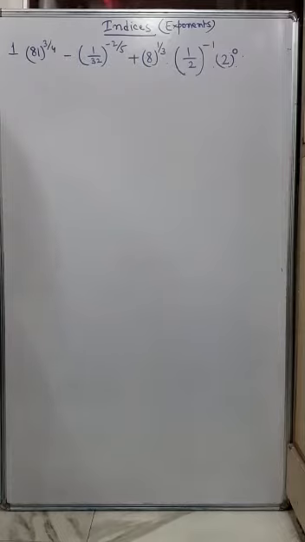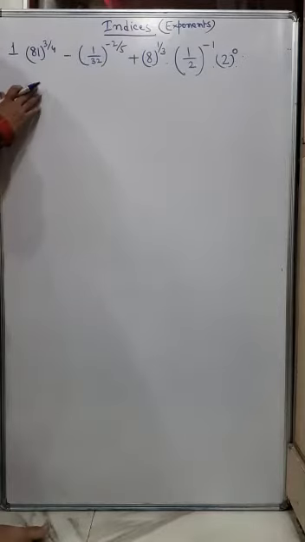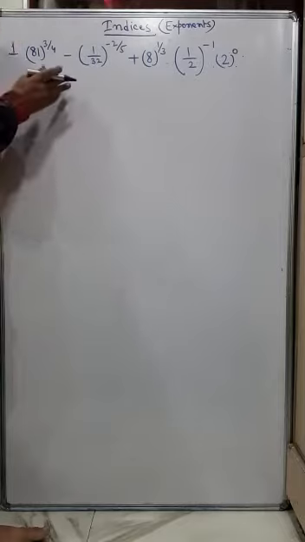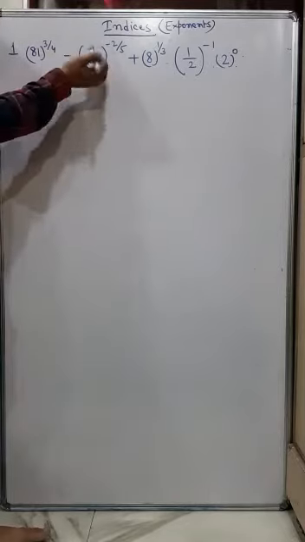Okay, so the first example, now this is simplify. Now the rule is how to do this type of sum, simplify. The first thing you should remember is to first convert the negative power to positive power.